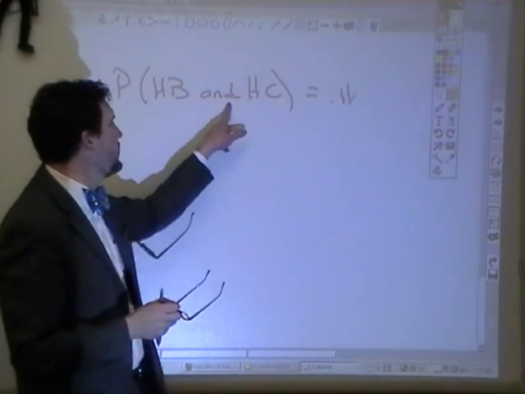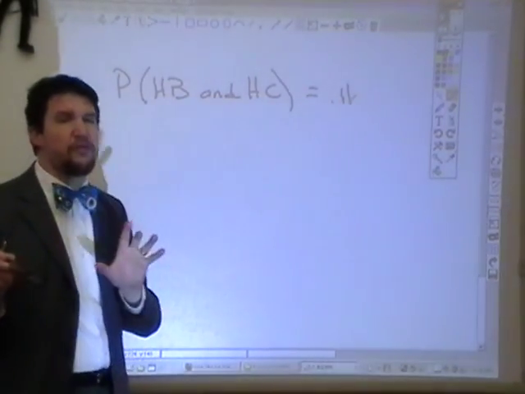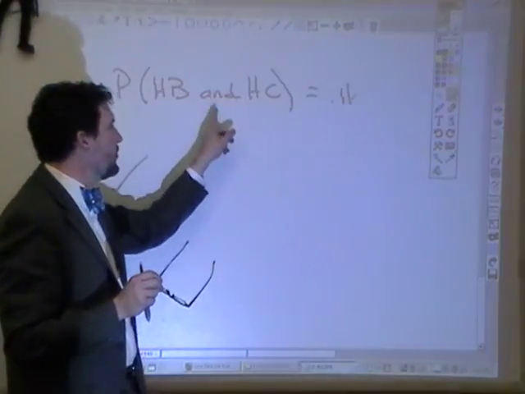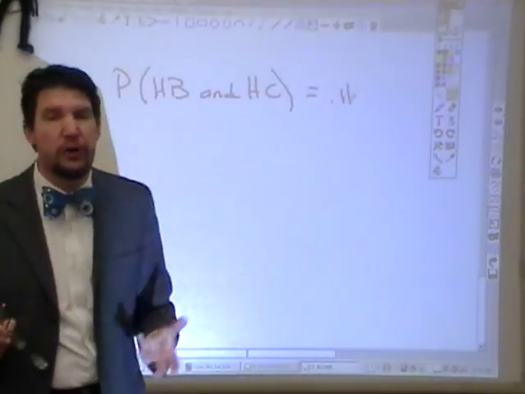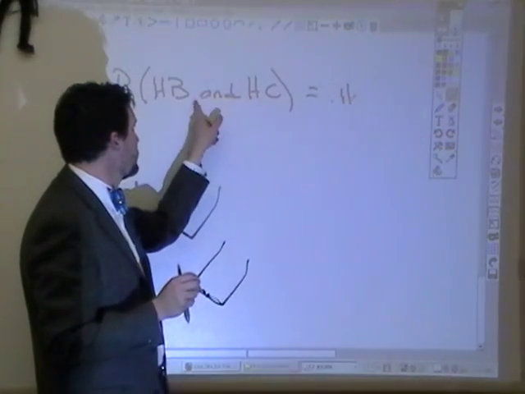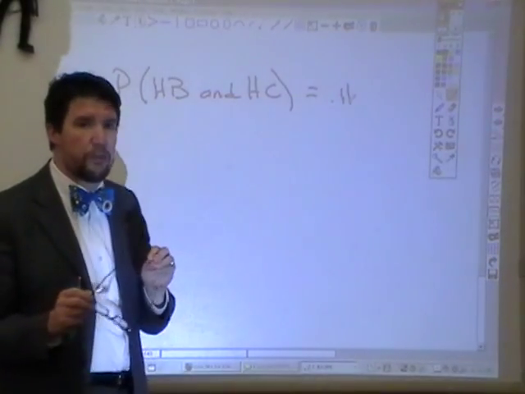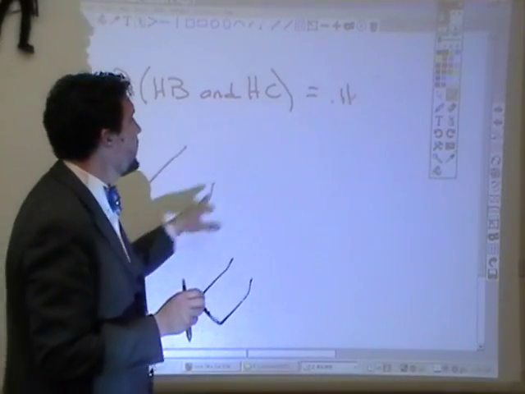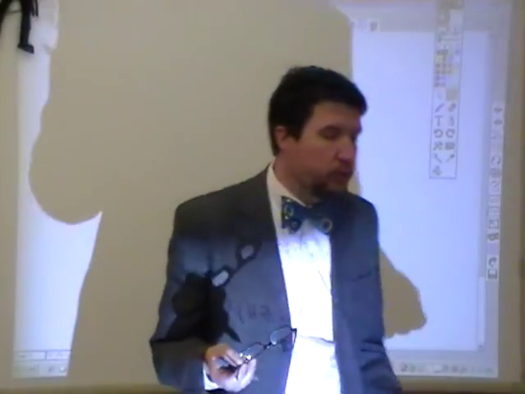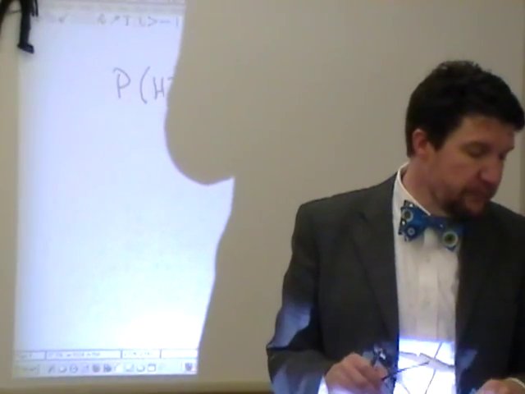Now, and also means multiply. Specifically, if you have more than one event, and means multiply. But and means multiply only if these events are independent. Do I know these events are independent? No. So I'm not going to multiply the probability of high blood pressure and high cholesterol because I don't know that they're independent. So I can't necessarily multiply. I'm just going to look for the intersection of those two groups. There's my answer, 0.11.